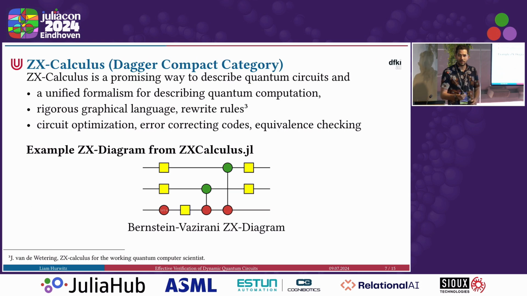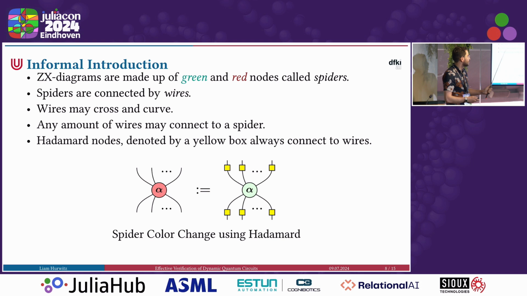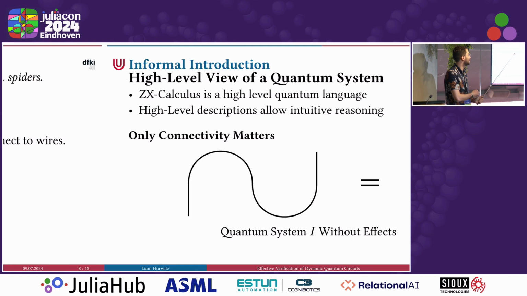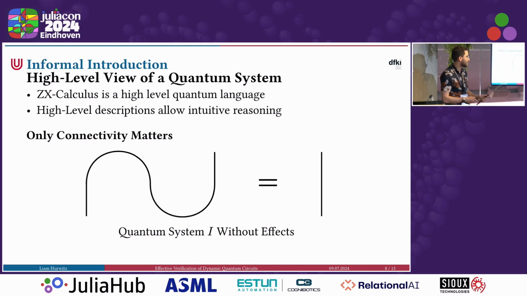ZX-calculus is one good way to solve this. It is a graphical way to describe circuits. The circuits are described by wires and spiders. You can read my paper or the slides or the Pluto notebooks to get more details. What really matters is that connectivity is the only thing which matters. So this is actually equal to this because we just go from here to here, so it doesn't matter if the lines are bent or straight.